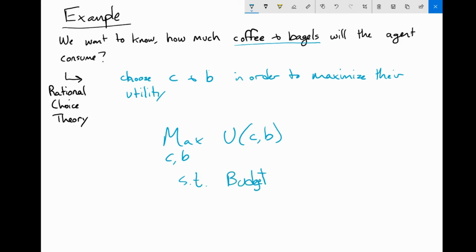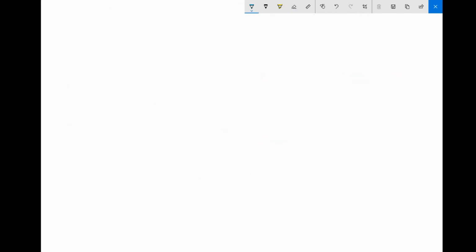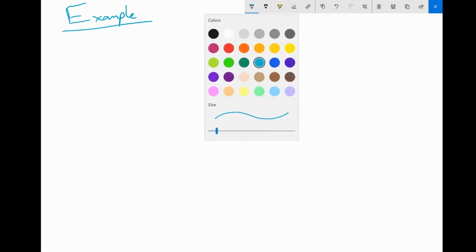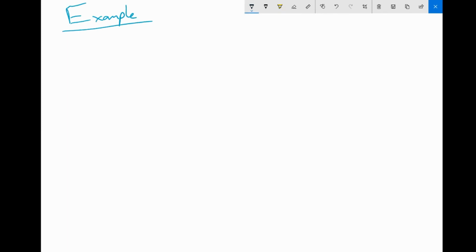Let's do a simple example here. Let's set up the problem like this. Maximize over C and B, and let's say that the utility function is the natural log of C times B, subject to the constraint: income equals the price of C times C plus the price of B times B. Let's solve this problem. How do we start? We start by setting up the Lagrangian.